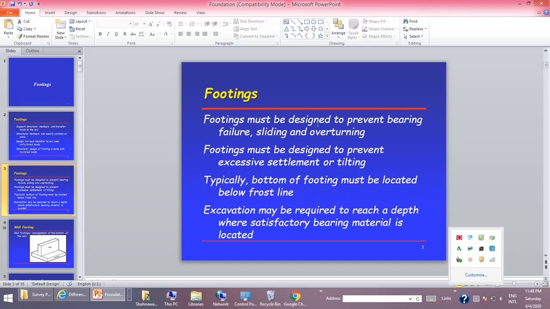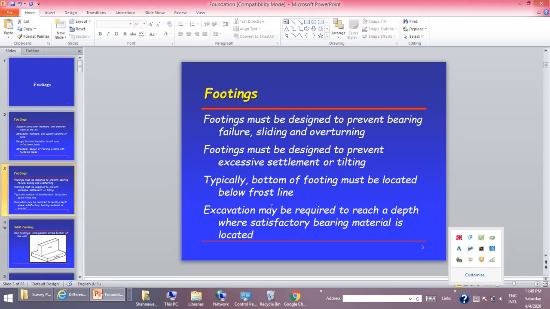Generally, footing must be designed to prevent bearing failure, sliding and overturning. Footing must be designed to prevent excessive settlement or tilting. Typically, the bottom of the footing must be located below the frost line, meaning the bottom of the footing should be at the hard strata of the soil. Excavation may be required to reach a depth where satisfactory bearing material is located. So suppose there is filled up soil, then you have to excavate the soil until we get the hard strata, then we'll keep our foundation on the hard strata of the soil.